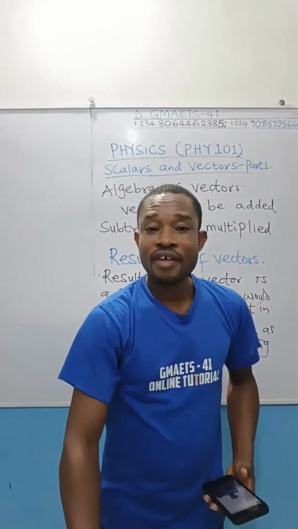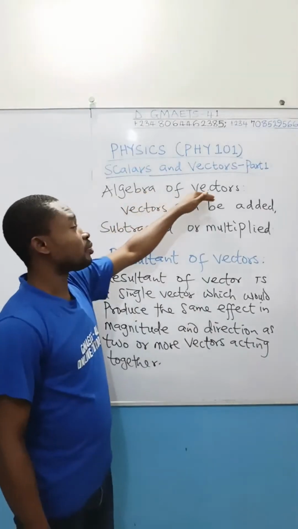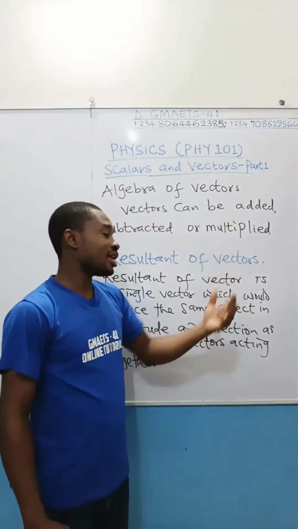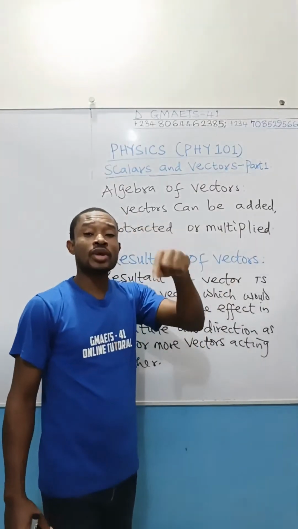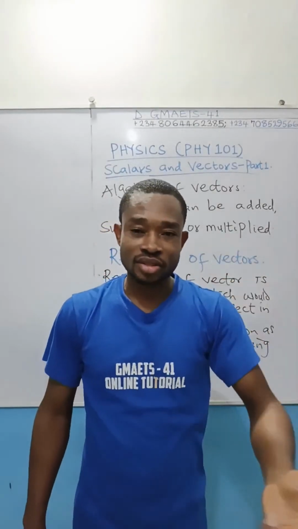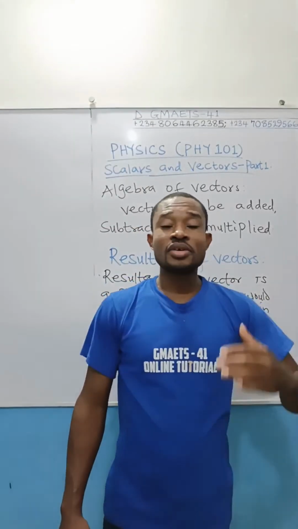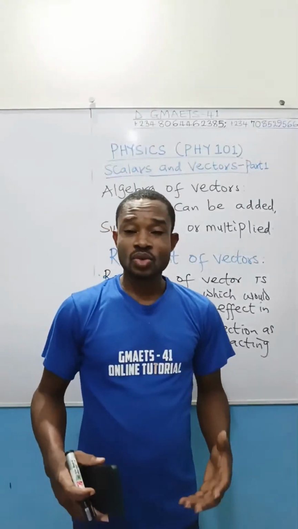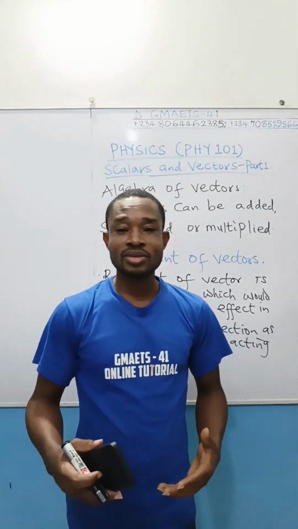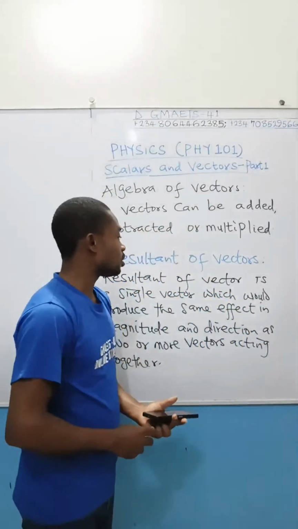All right. Having defined what the resultant of a vector is, when you come to algebra of vectors, by the time you add 2 vectors, the answer you get is called the resultant. That answer will have the same effect, the same magnitude and direction as the vectors you added. If you subtract 2 vectors, the answer you get is called the resultant. Multiply vectors as well, the result you get will still have the same magnitude and direction as the 2 or more vectors that you multiplied.